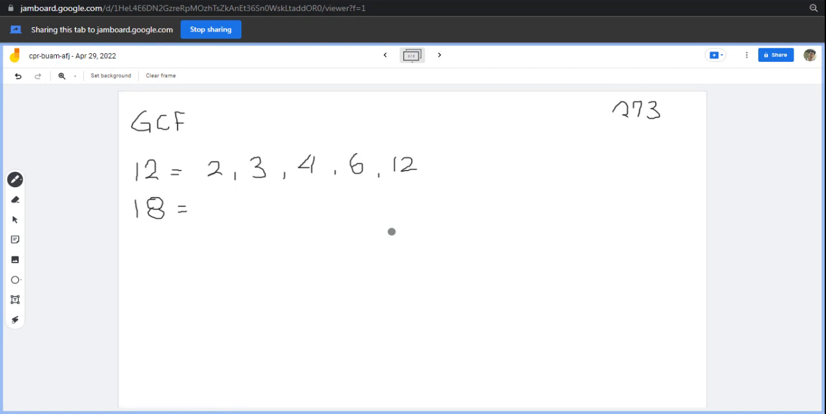So, meron tayong GCF. Meron na tayong factor ni 12: 2, 3, 4, 6, and 12. Ngayon, factor naman ni 18. What is the factor of 18?